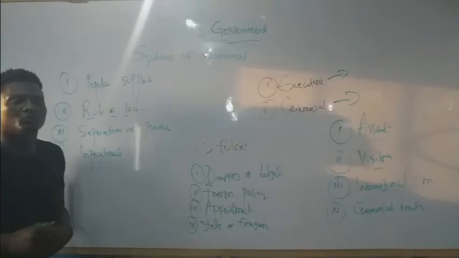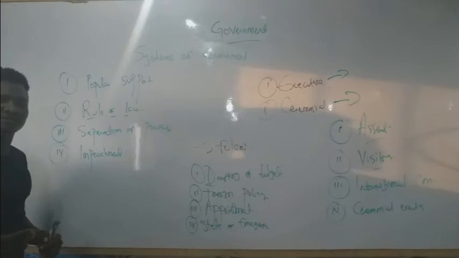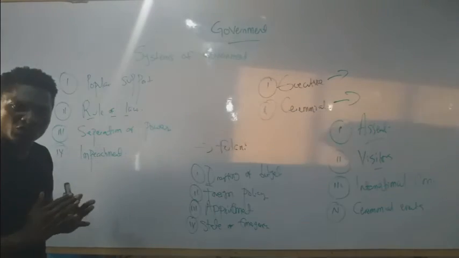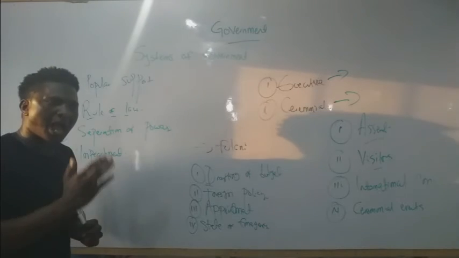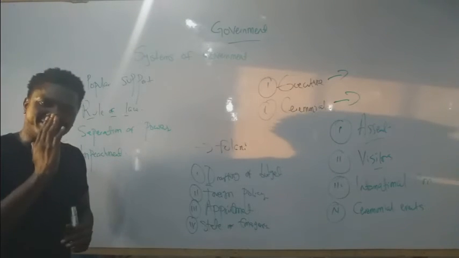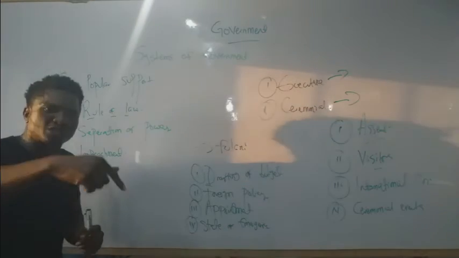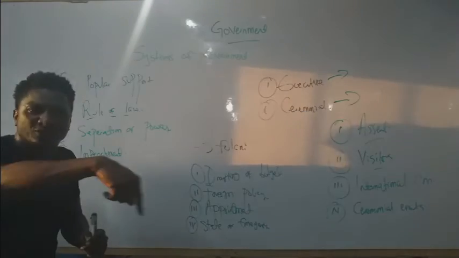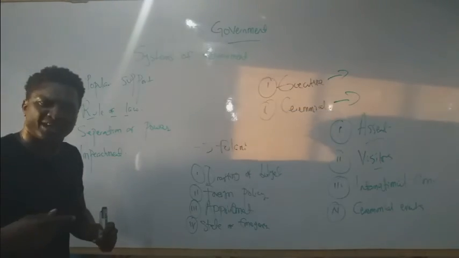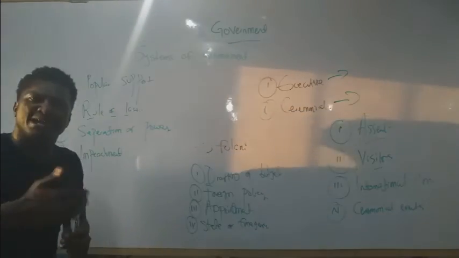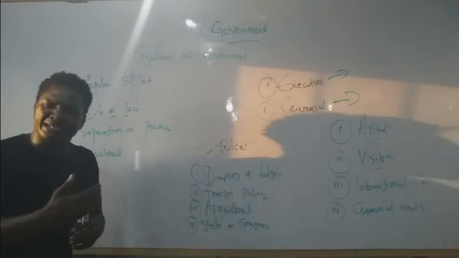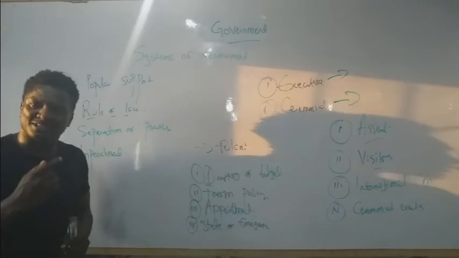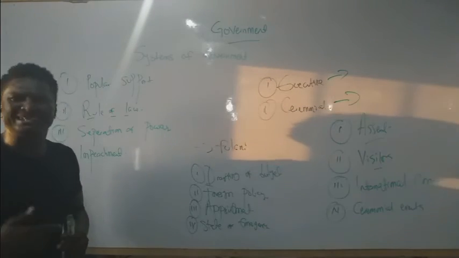Number four feature of a presidential system is impeachment. Now, in this system, the president is seen as the protector of the Constitution. His powers are defined and regulated by the Constitution. He must not act outside his constitutional powers. If he does that, he is perceived to have acted ultra vires. And the moment a president begins to act in a manner that is not recognized by the Constitution, it is possible that such a president can be impeached by the legislature.